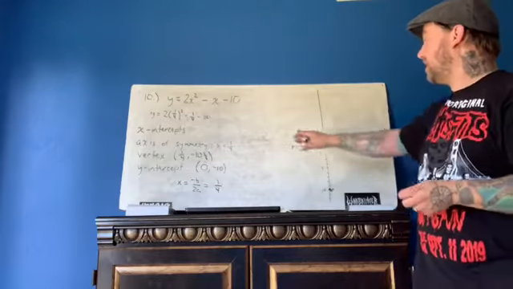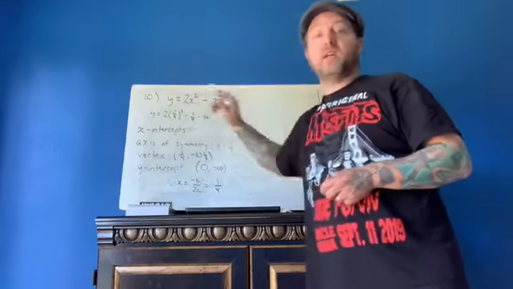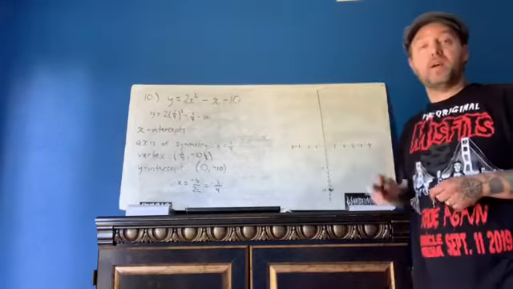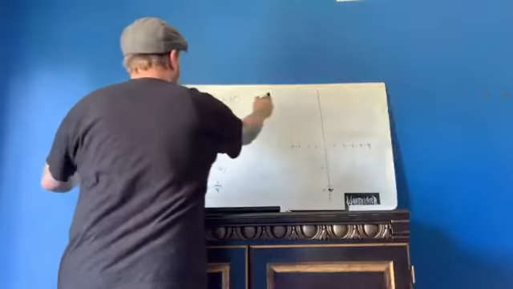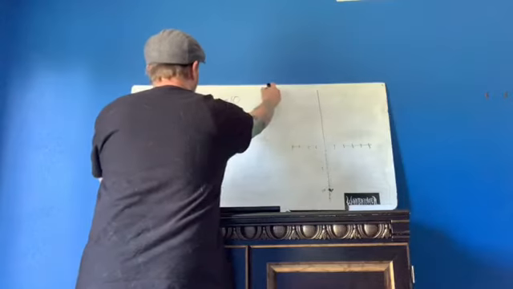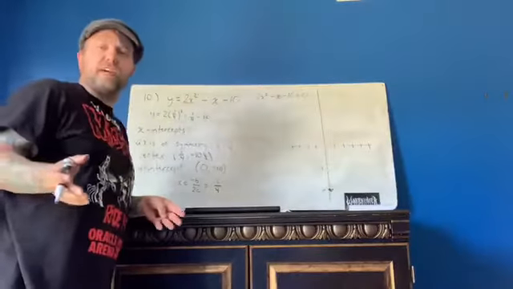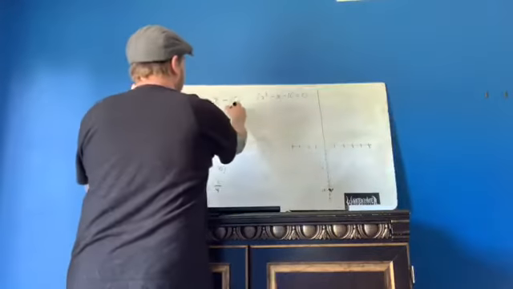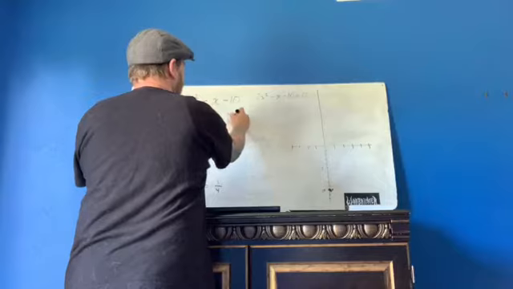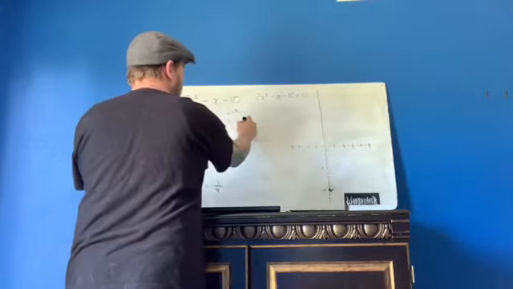Anyway, let's move on. So we've got the vertex, the y-intercept, the axis of symmetry. We need the x-intercepts. X-intercept is where it crosses the x-axis when y equals 0. So let's just solve the quadratic equation: 2x squared minus x minus 10 equals 0. Should we factor it? Should we do the quadratic formula? Well, a is 2, b is negative 1, c is negative 10.